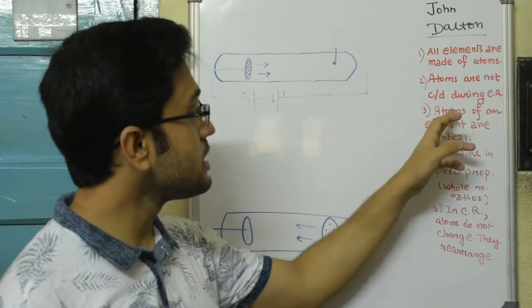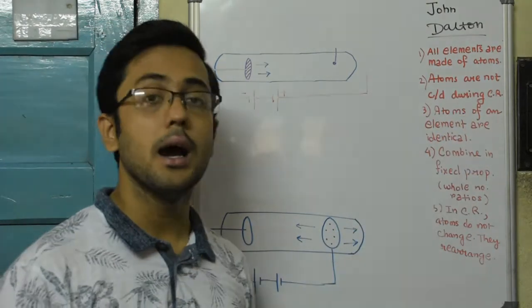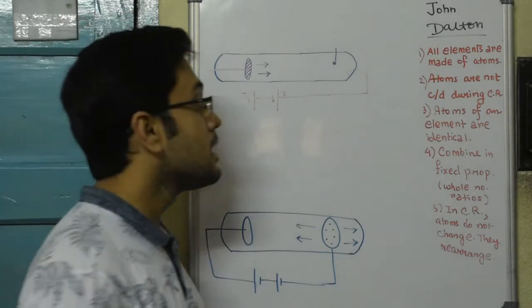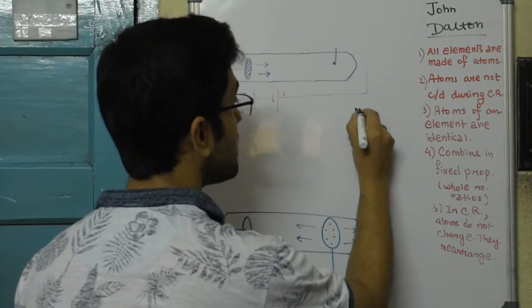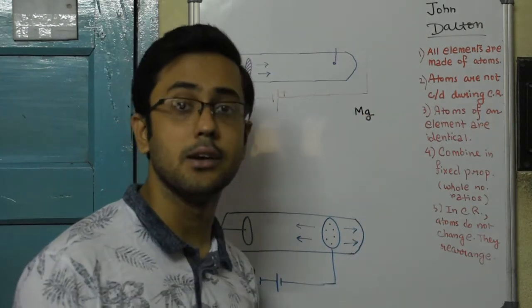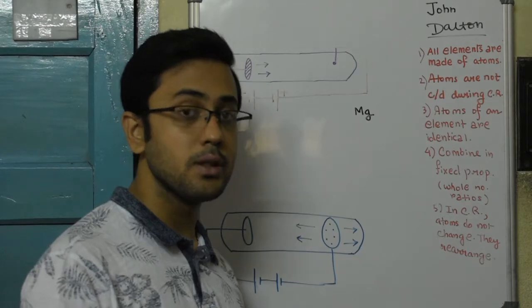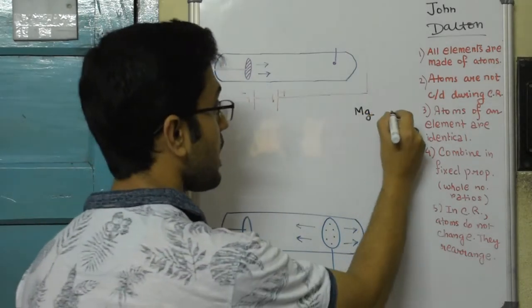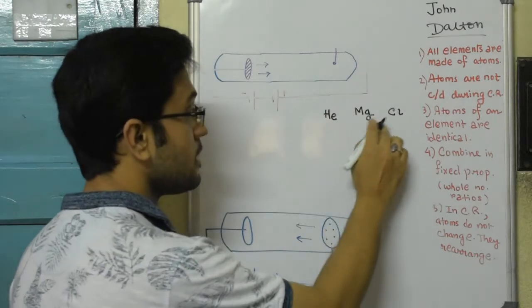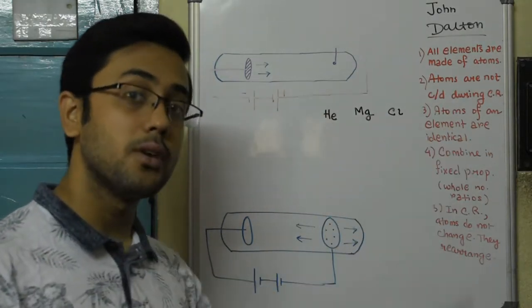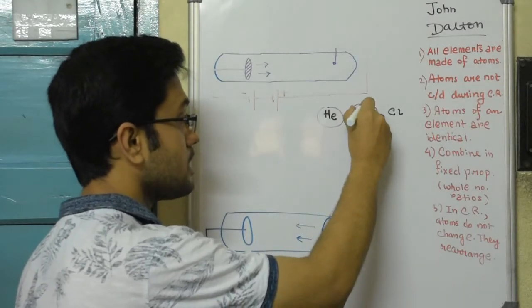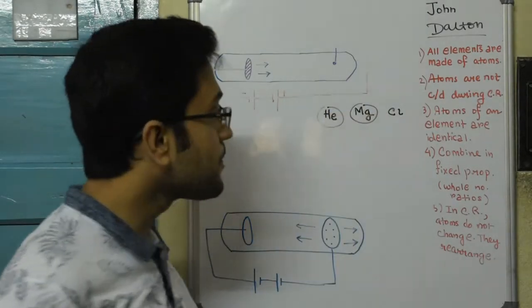In his third postulate, he said that atoms of an element are identical, but atoms of different elements are different. So that means if I take the element, say magnesium, all the atoms that make up magnesium are identical. You cannot distinguish between them in any manner. But atoms of magnesium will be different from chlorine or helium. There will be difference between atoms of these three different elements, but the atoms that make up helium or the atoms that make up magnesium will be the same throughout.